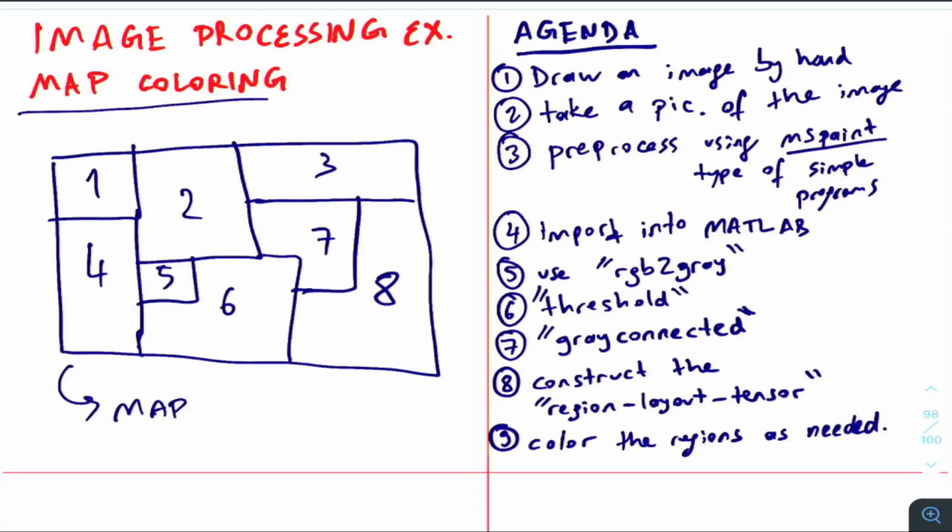Okay, now I want to talk about some stuff. The agenda of this video is, first, we are going to draw an image by hand. Yeah, we just did. There are 8 regions in that imagined country. You can consider it as a country, right? Also it can be some mathematical sets, or you might want to do that for those types of applications as well.